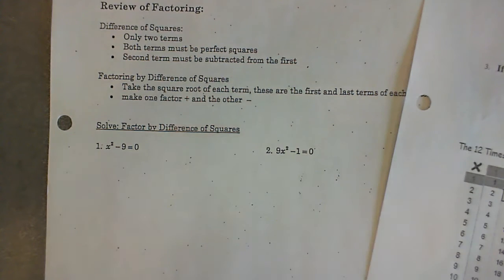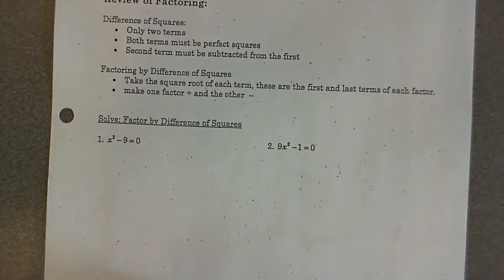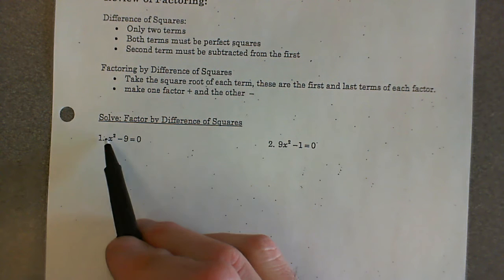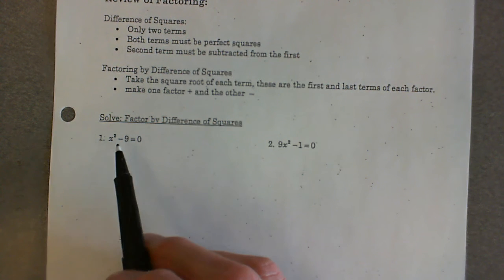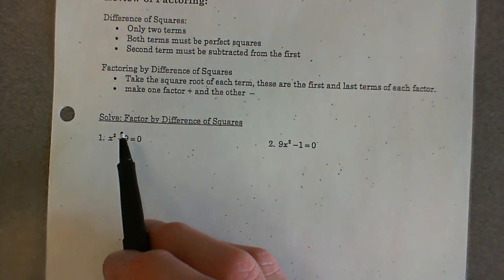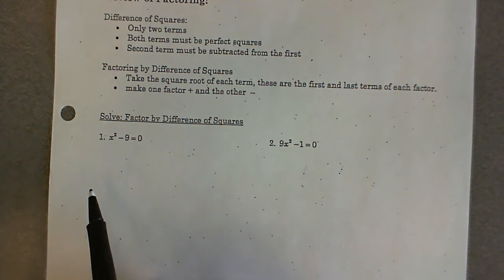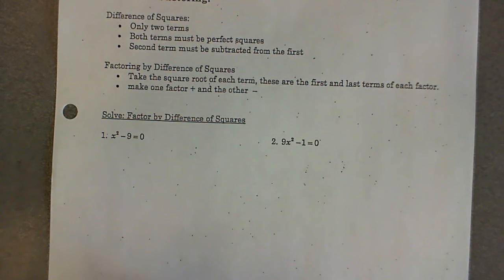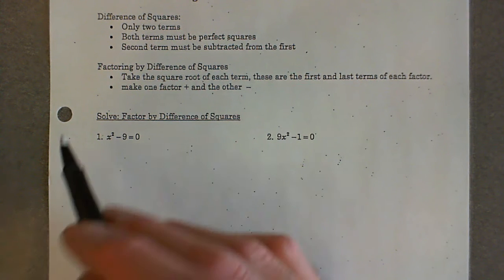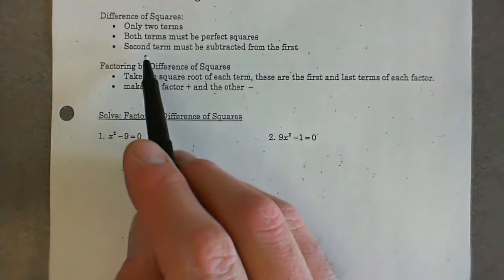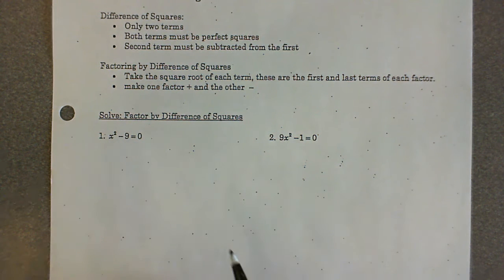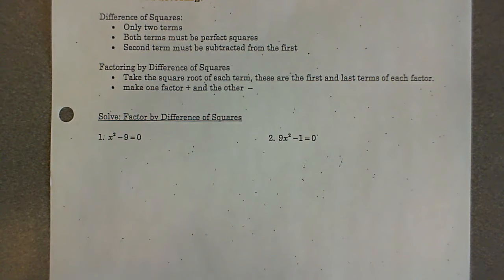So a difference of squares must have perfect squares for both the first and the last term. And here, x squared is a perfect square because x times x is x squared. It's a number times itself. And the last requirement for it to be a difference of squares is the second term must be subtracted from the first. So the sign in between these has to be subtraction. If you have that, you have a difference of squares.